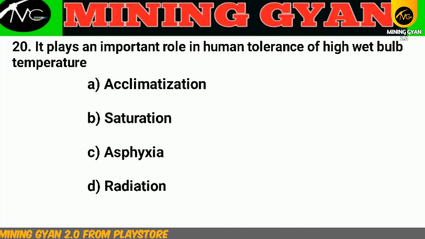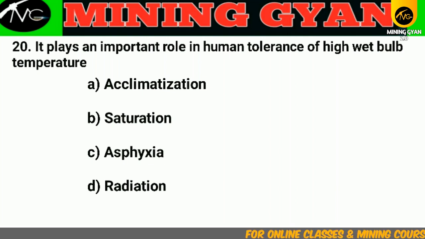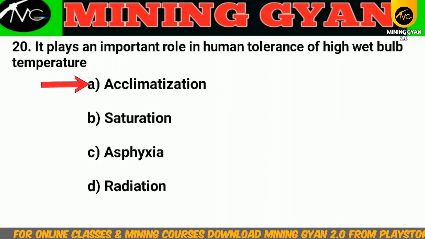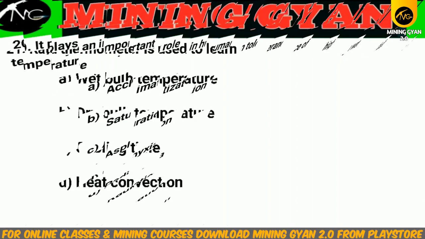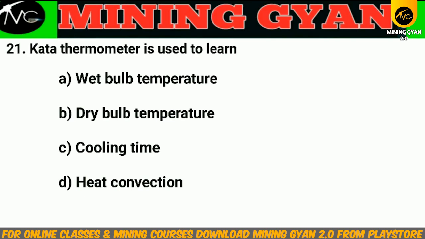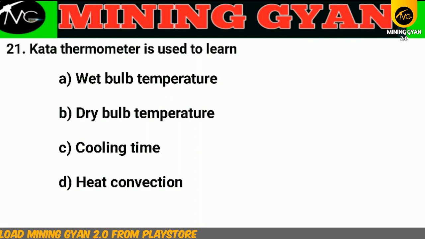Next question is, it plays an important role in human tolerance of high wet bulb temperature. A. Acclimatization. B. Saturation. C. Asphyxia. D. Radiation. Right answer is A. Acclimatization. Next question is, Kata thermometer is used to learn A. Wet bulb temperature. B. Dry bulb temperature. C. Cooling time. D. Heat convection. Right answer is C. Cooling time.